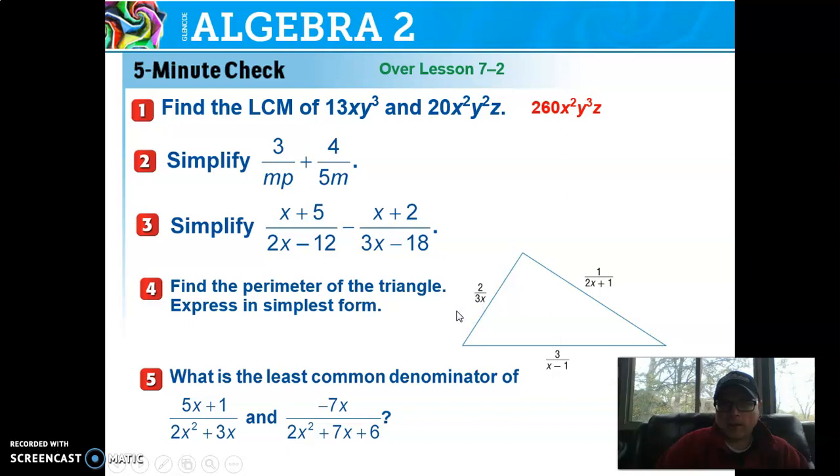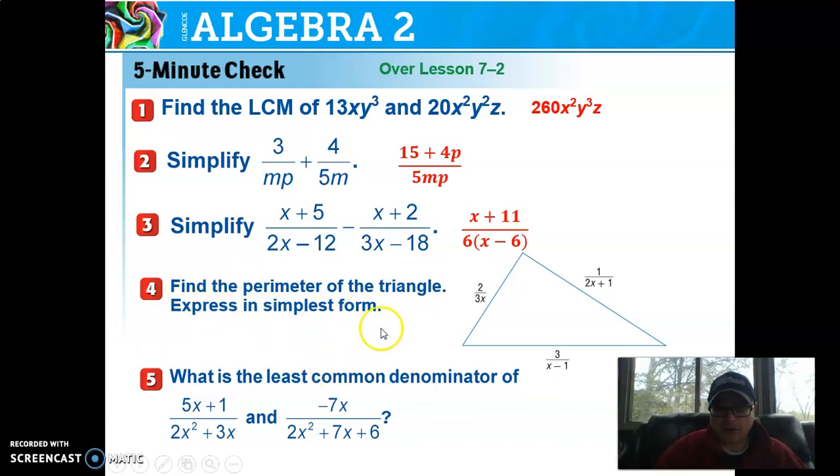Number 1 is 260 x squared y to the third z. Number 2 is (15 plus 4p) over 5mp. Number 3 is (x plus 11) divided by 6 times (x plus 6). And it's okay if you didn't factor out the bottom.